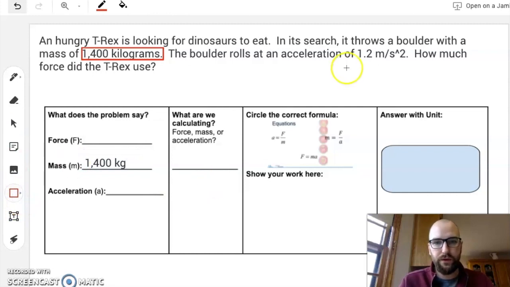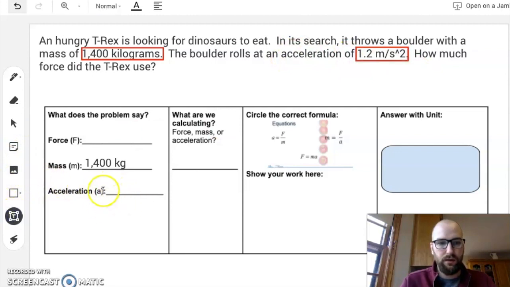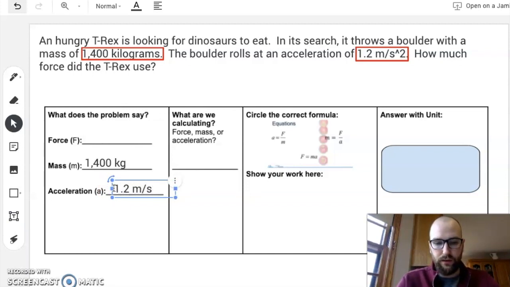Next important piece of information. The boulder rolls at an acceleration of 1.2 meters per second squared. Again, that says acceleration. I'm going to write that down as acceleration, 1.2 meters per second squared. I can use my writing tool or my text tool, either one. When I'm just writing down words, I find it easier to use text, but if I'm solving problems, I like to use my writing tool.